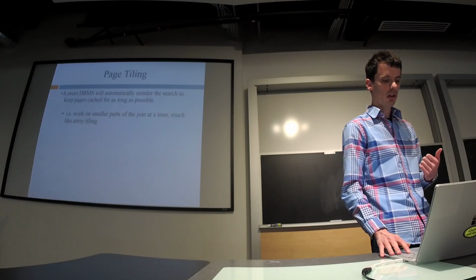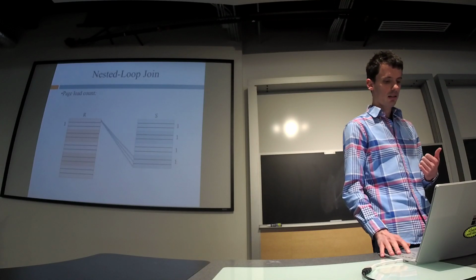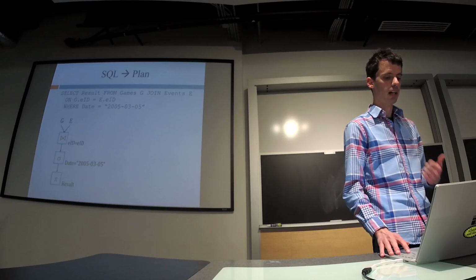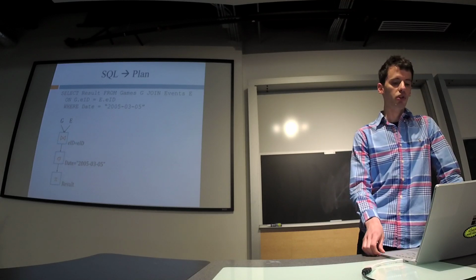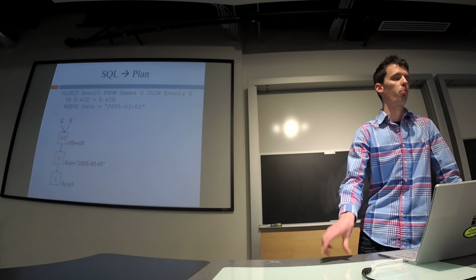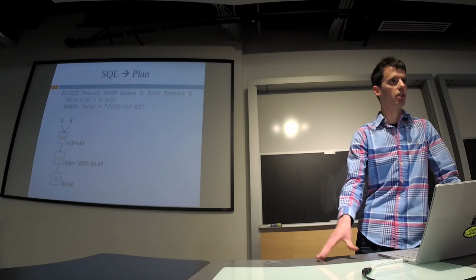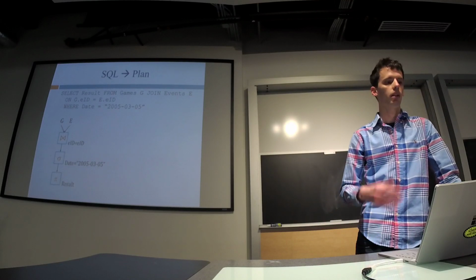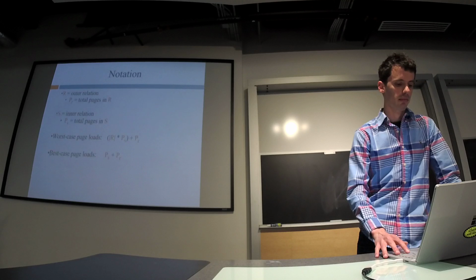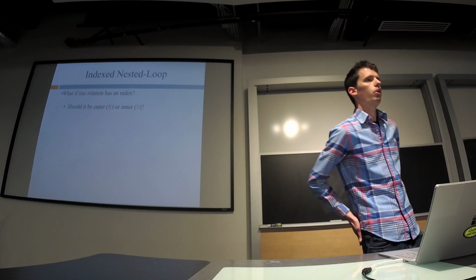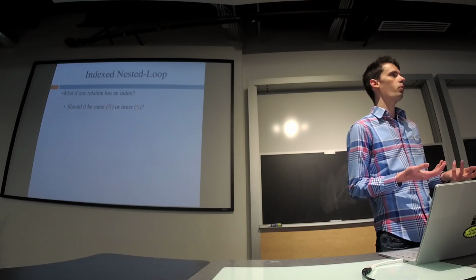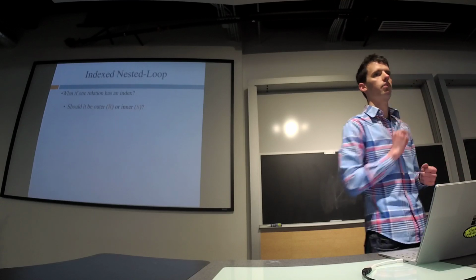So in our example, let's go look at the actual query. Games join events on where the EIDs match. So I know EID is the primary key in events. Pretend it's not. Pretend this is some arbitrary column. So they both have some column named EID, and one of them has an index on EID. So should the one with the index be R or should it be S?